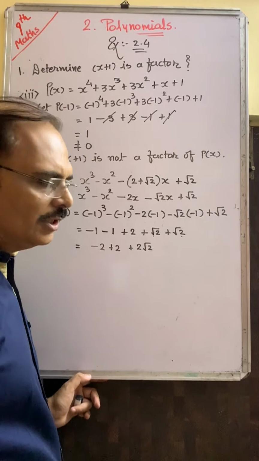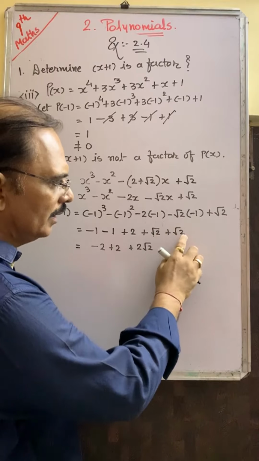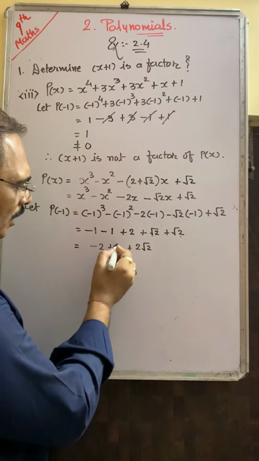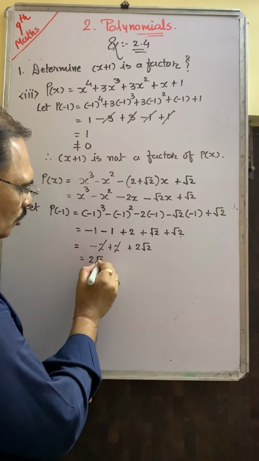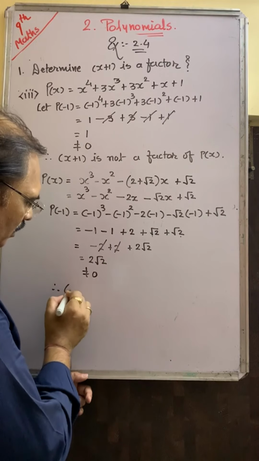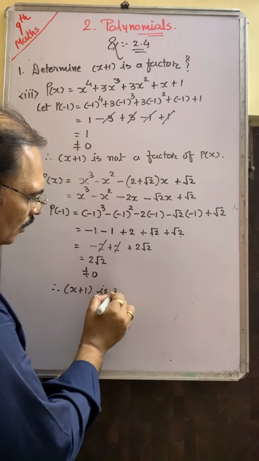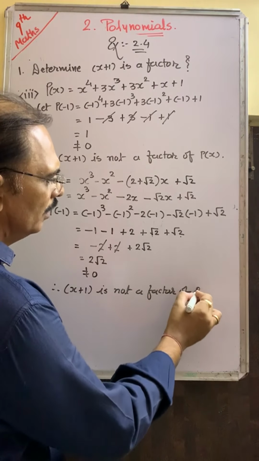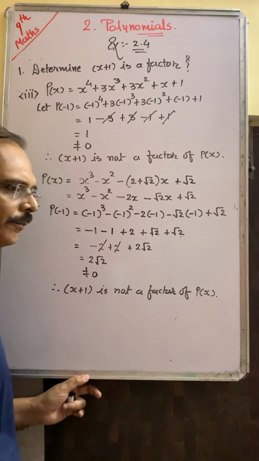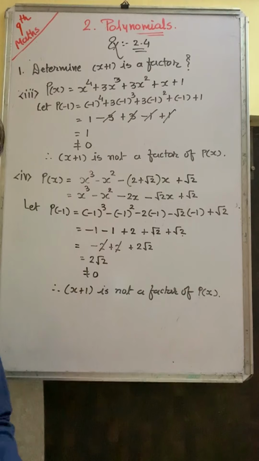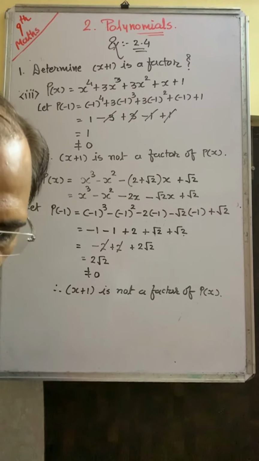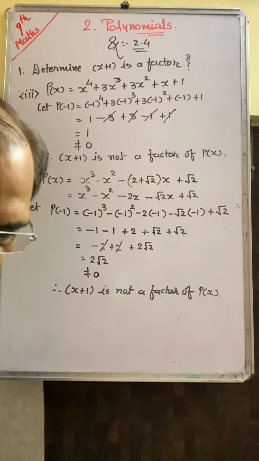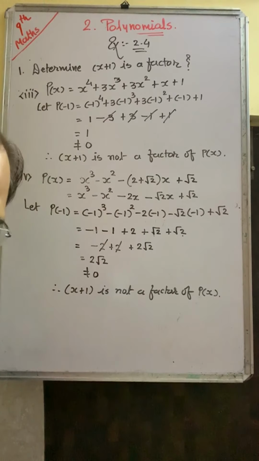If you don't understand the addition, then think of root 2 as x. So x plus x equals 2x. x means what? Root 2. Minus 1 minus 1 minus 2, plus 2 and minus 2 is 0. So this is 2 root 2, which is not equal to 0. Therefore, x plus 1 is not a factor of the given polynomial. Is it okay? Very simple method and very simple sum. Now question number 2. Okay, write down this. We will start in the next lecture.